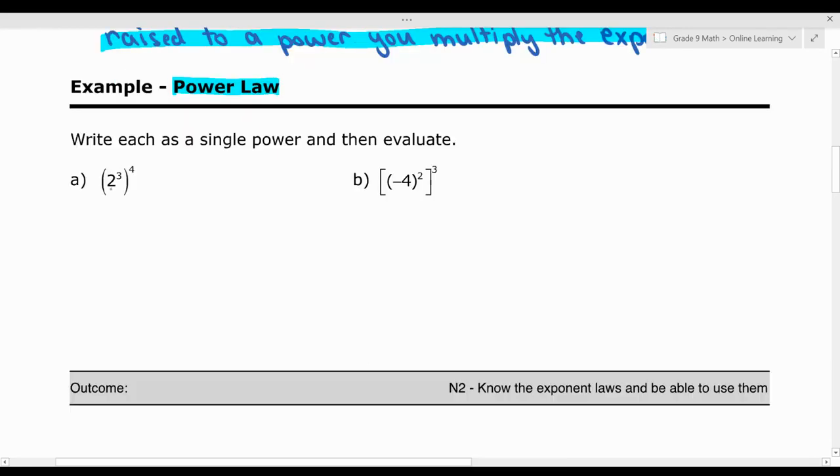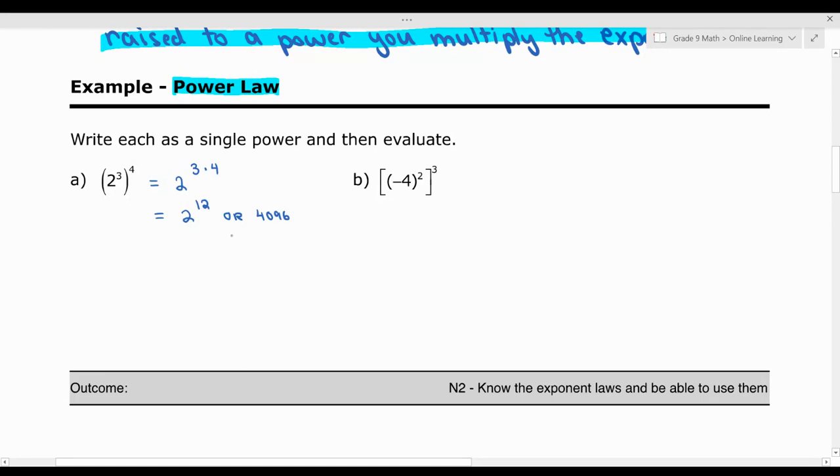So question A, we have base 2 raised to an exponent of 3, then raised to another exponent of 4. So by the power law, I'm allowed to go 2 to the power of 3 times 4, and I would say that's 2 to the power of 12. And I did want you to evaluate, so we can say 4096.